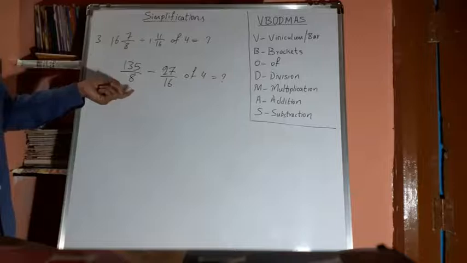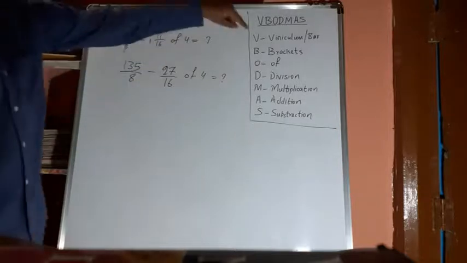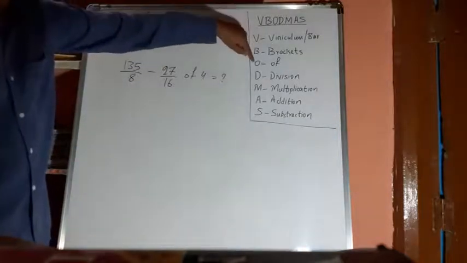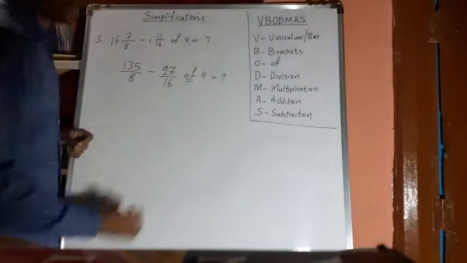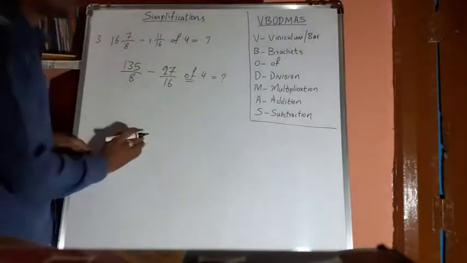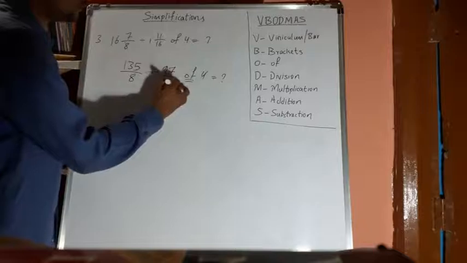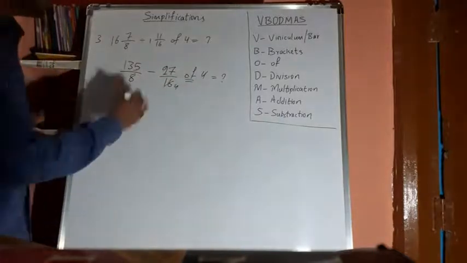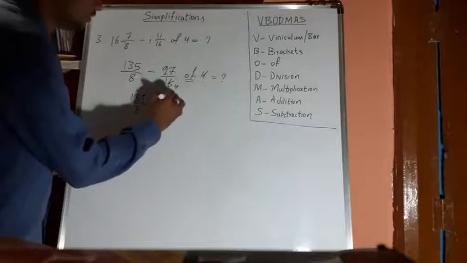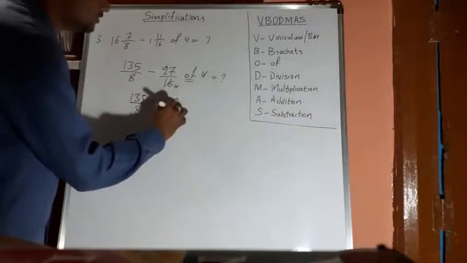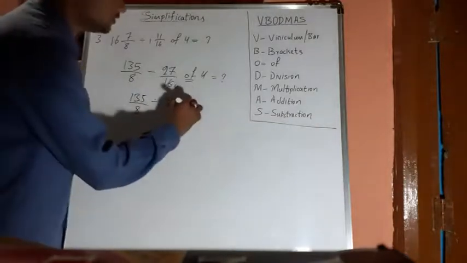So friends, again apply the BODMAS rule. What does it say? First we should go for vinculum, brackets and of. See, there are no brackets and vinculum, but there is an "of" term. First you simplify this "of". 4 ones are 4, 4 fours are 16, that is 4 by 4 cancel. So now 135 by 8 divided by 27 by 4 is equal to question mark.